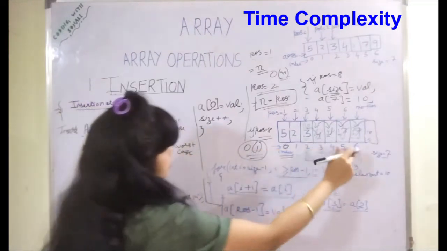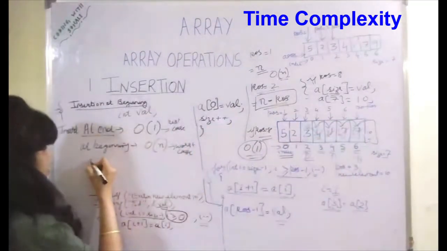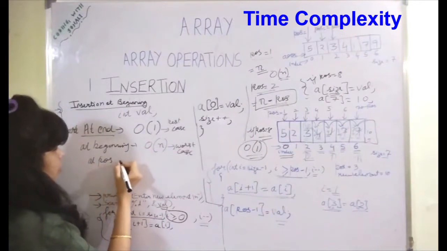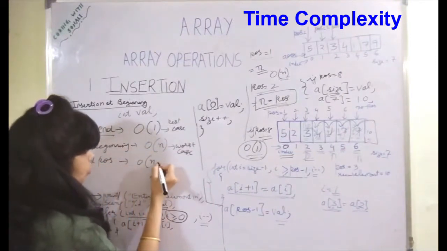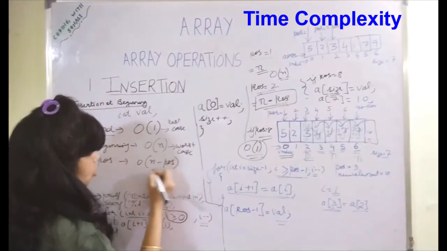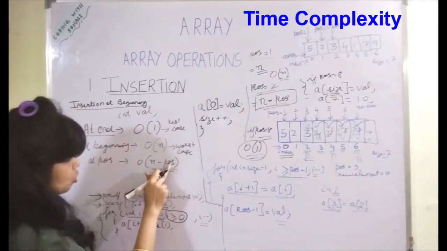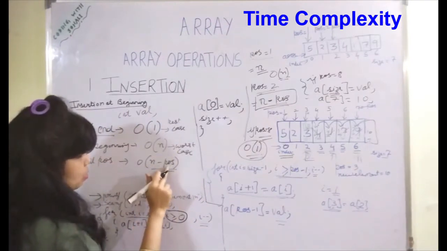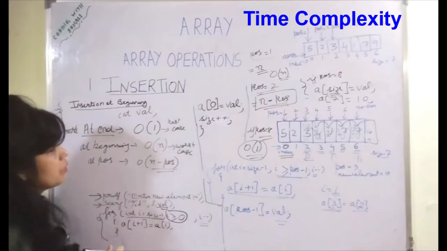And if it is a different position, what will be the time complexity? It will be O of n minus position. This much time. If the position is 2, then the number of elements minus position, that many shifts are required.